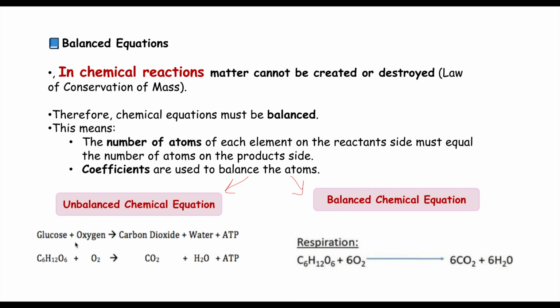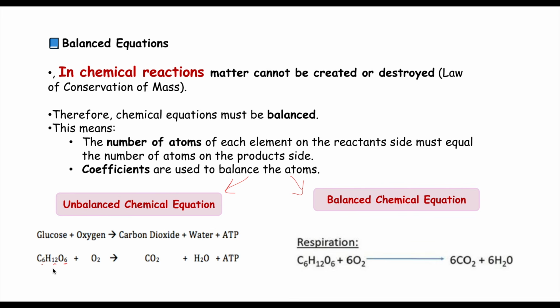Now, let me again repeat. For example, this number 6, the subscript, the small number beside oxygen, only represents the number of oxygen atoms. It's not related to hydrogen. Hydrogen has 12. Carbon here has 6. But we need to balance. If you look at this left equation, it's unbalanced. Why? Let me take carbon, just one example. How many atoms of carbon here?